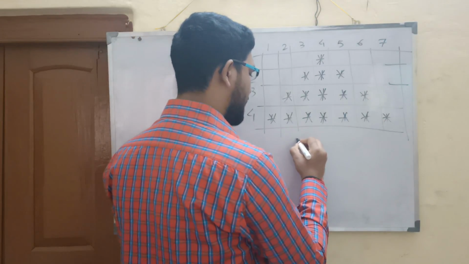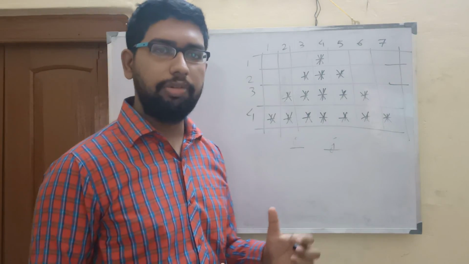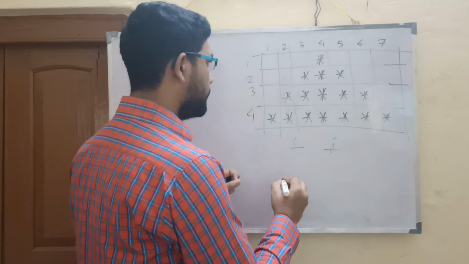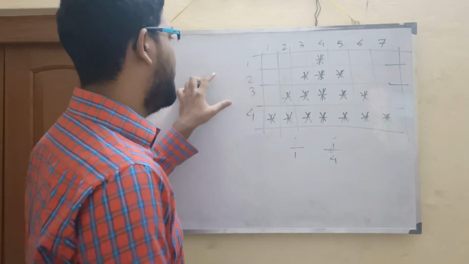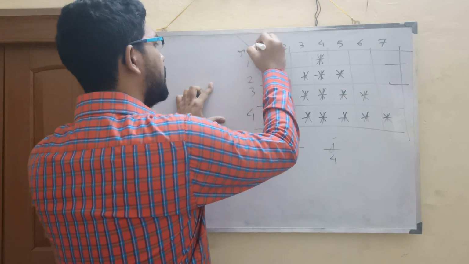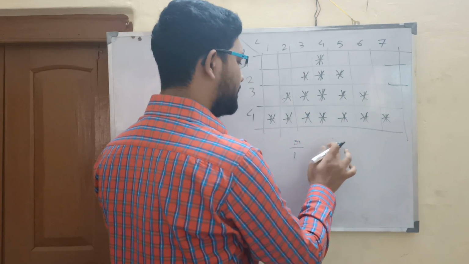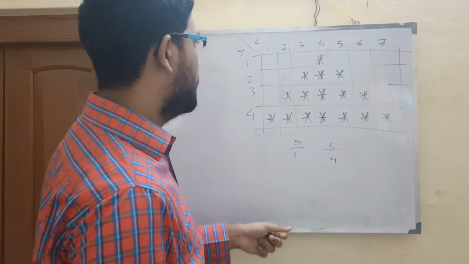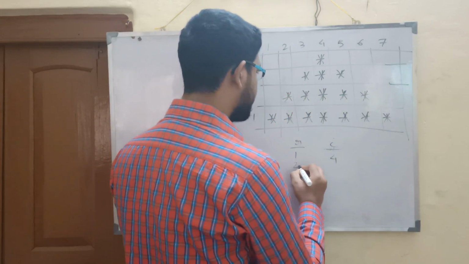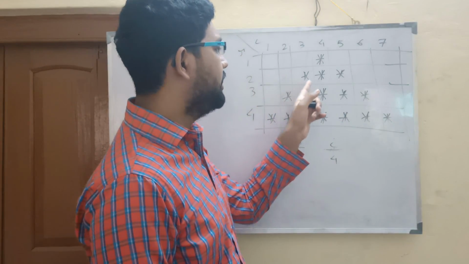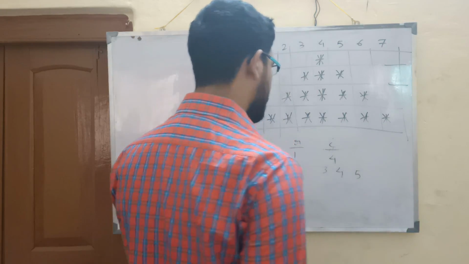Then we will write I, J. Then we analyze where the stars are being printed. I means the row and J the column, so here the row is R and the column is C. When row is 1, the star is being printed at column 4. When the row is 2, the star is being printed at columns 3, 4, 5. So we will write 3, 4, 5 columns.